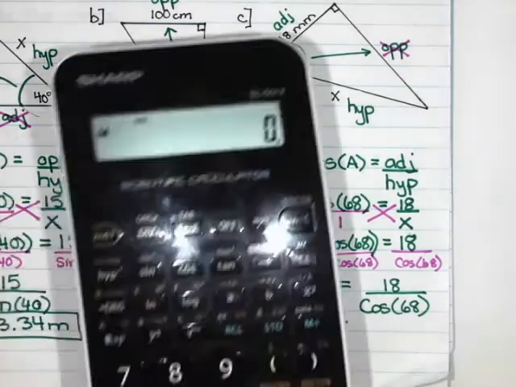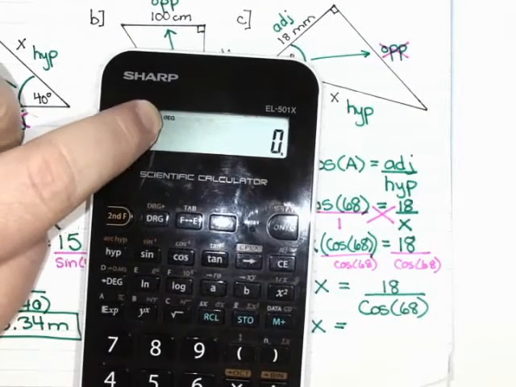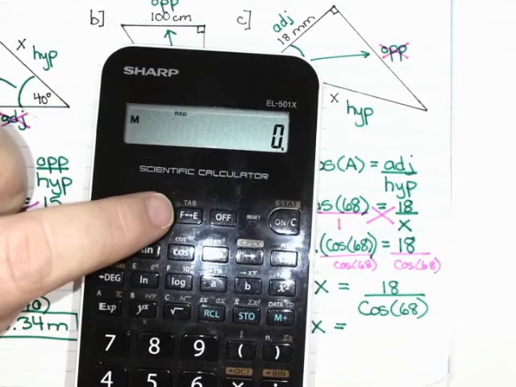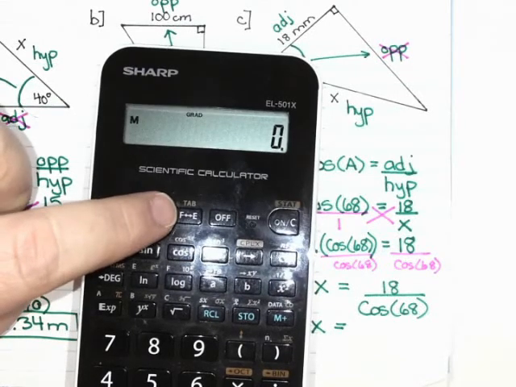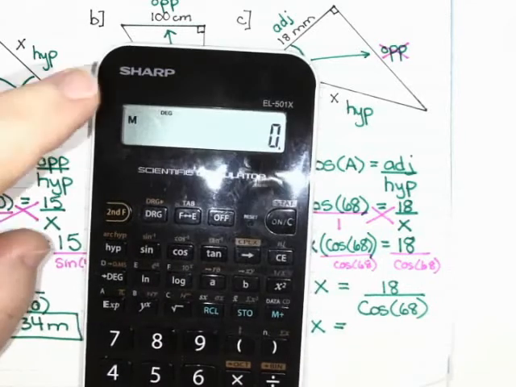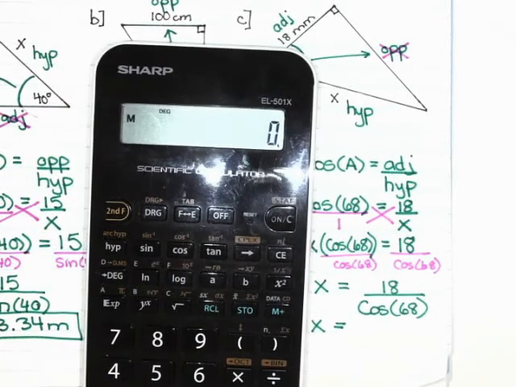Okay, so on my calculator, first thing I check, am I in degrees? If I'm not in degrees on my calculator, I can press the DRG button to switch me between radians, gradians, and degrees. But if you're having trouble getting your calculator into degrees, if you just email me a picture of your calculator, I can see if I can help you.